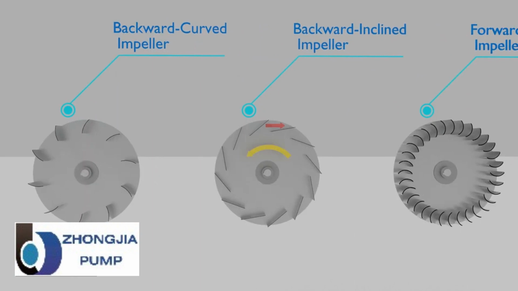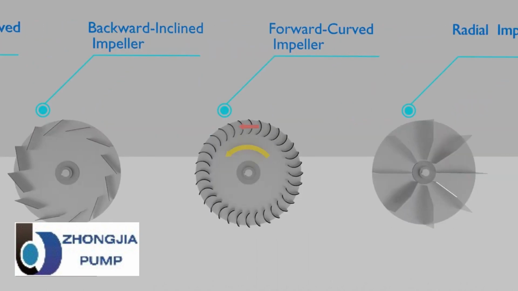Backward inclined impellers are almost the same as backward curved impellers. The difference is the blade is not curved. It is inclined opposite to the rotation of the impeller. It's used for contaminated air applications. It's a little less efficient than backward curved impellers.